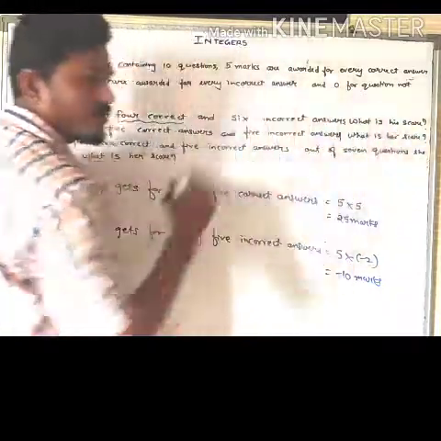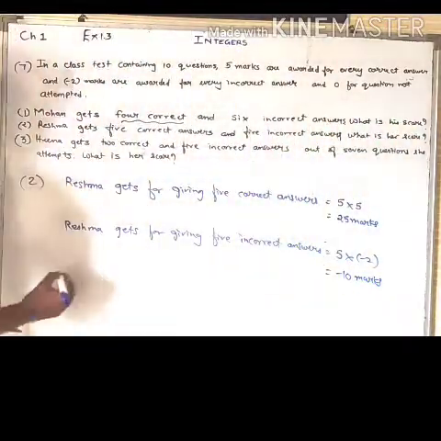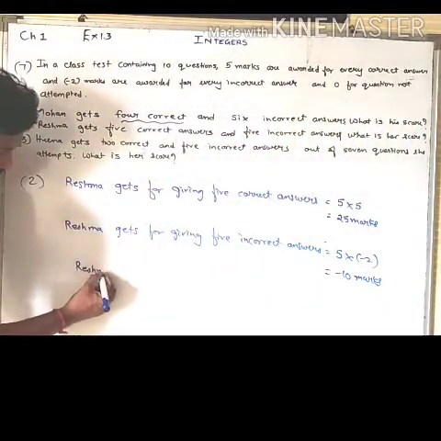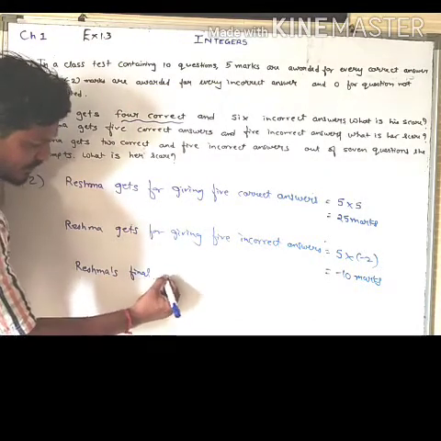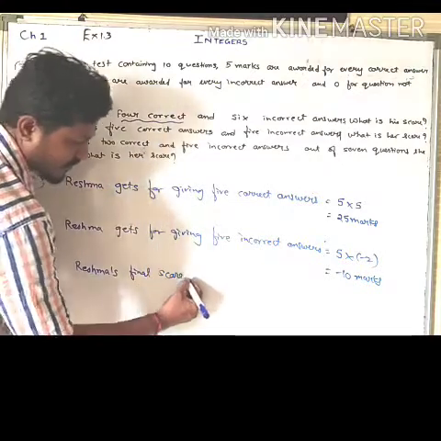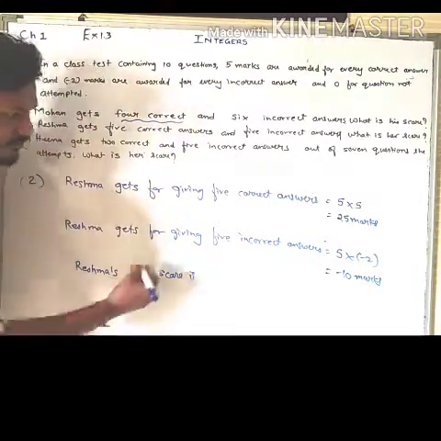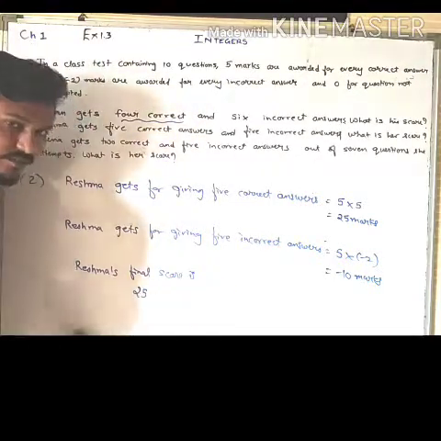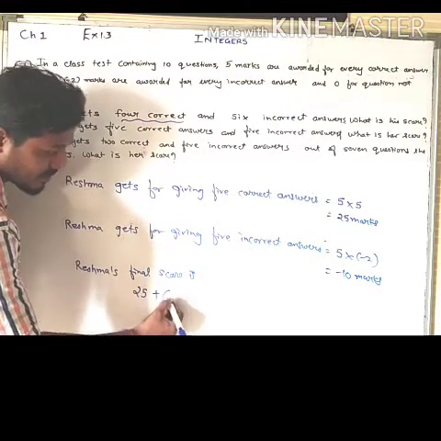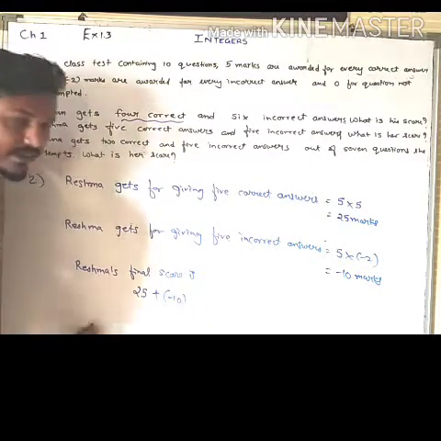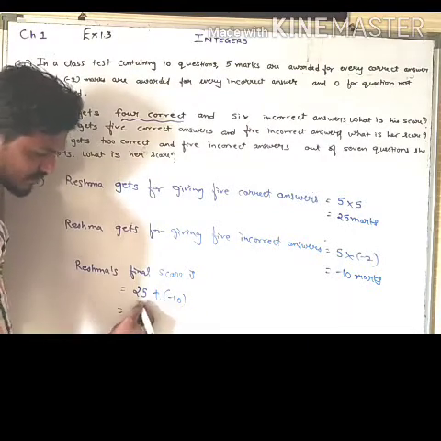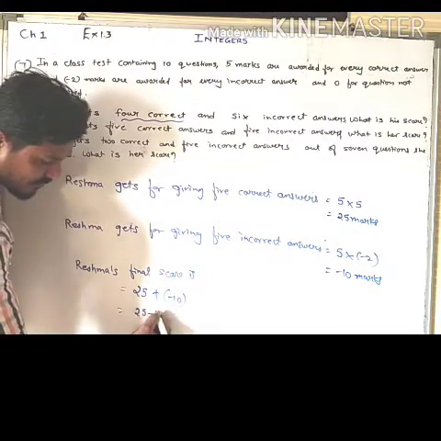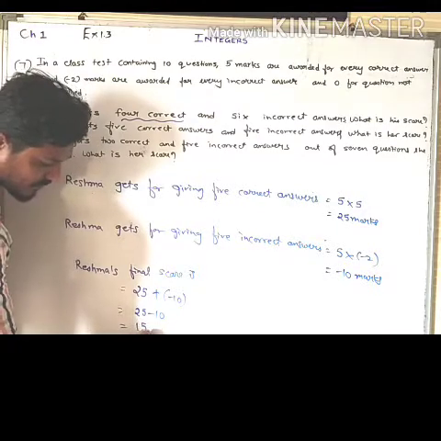Now what is her score? So let us find her final score. Reshma's final score is 25 marks for giving correct answers and negative 10 for giving incorrect answers. That means her final score, plus minus minus, 25 minus 10 is 15.